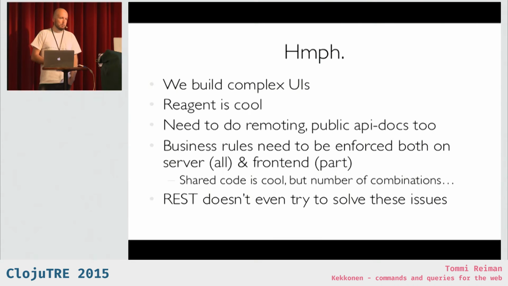So what is our problem? We are building complex UIs, and we are using ClojureScript on the front end and using Reagent as the main tool. And the customers also want public APIs, so they have seen Swagger, and they want that. This is cool, we want to have that, so we cannot just use our own RPC. So we want both, basically.